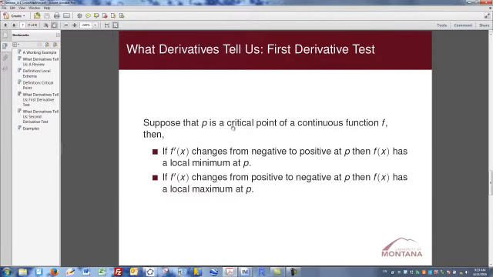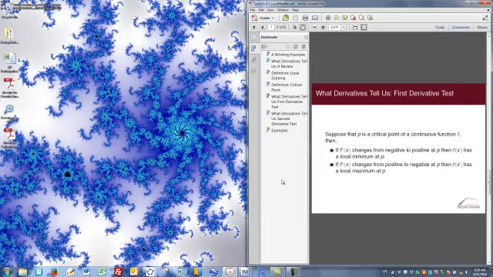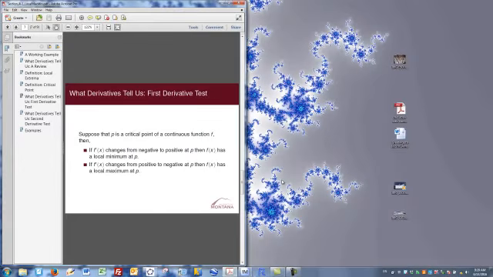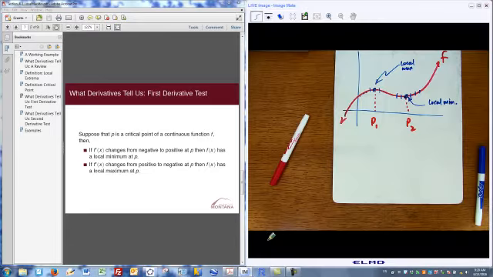Suppose that p is a critical point, so it's something where we have a zero valued or undefined valued first derivative. Well, then if f prime of x changes from negative to positive at p, then f of x has a local minimum. And if f prime of x changes from positive to negative at p, then f of x has a local max at p. So let's think about what's going on there.